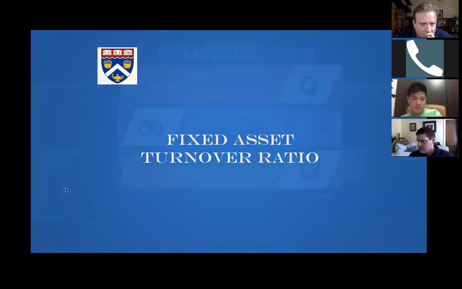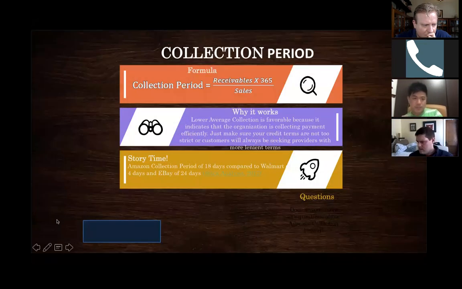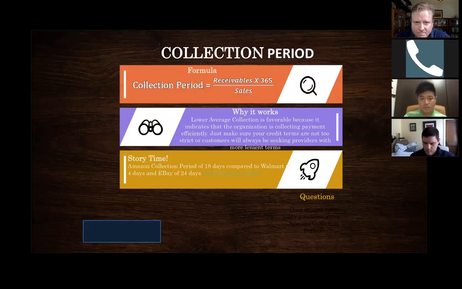And in the first ratio, I heard we could use either the average inventory or the cost of goods sold. What would be the reasoning behind one or the other?